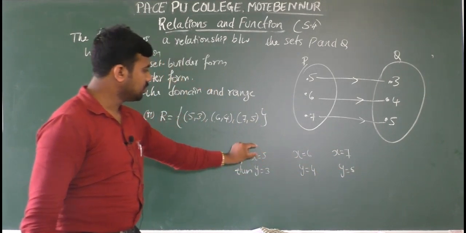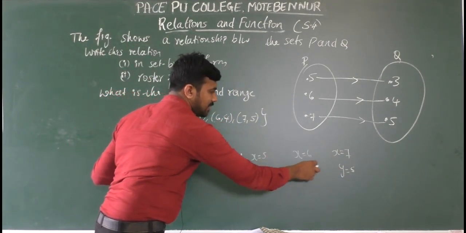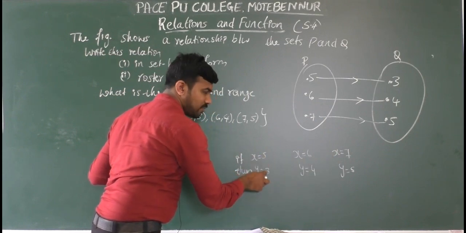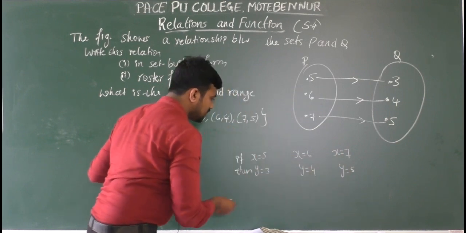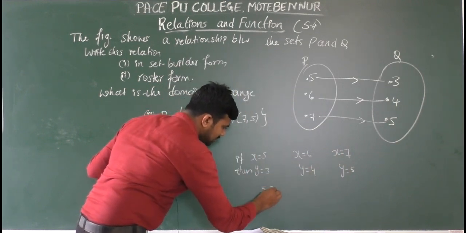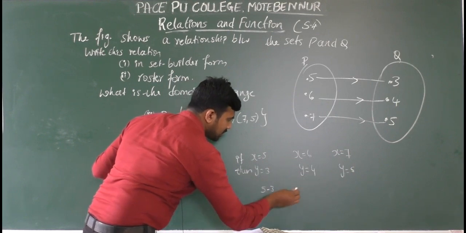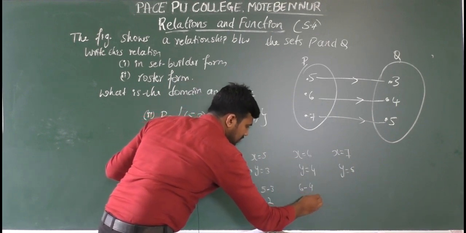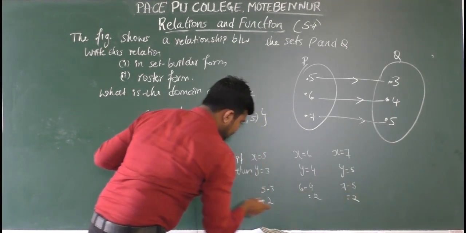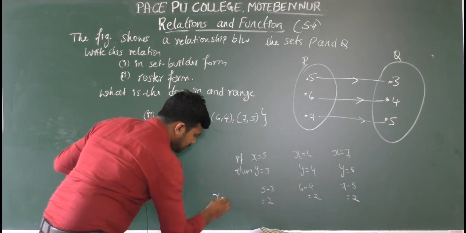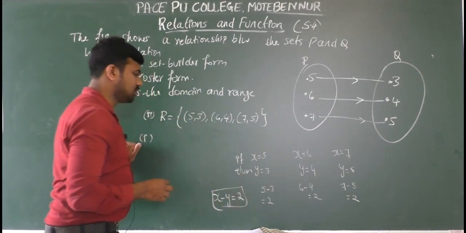Difference means if you do the subtraction here, x is a greater number than y. You can observe when x is 5, y is 3. When x is 6, y is 4. X is 7, y is 5. So if you do the subtraction from x to y, 5 minus 3, it is 2. Here also it is 2 and here also it is 2. That is nothing but x minus y is equal to 2.